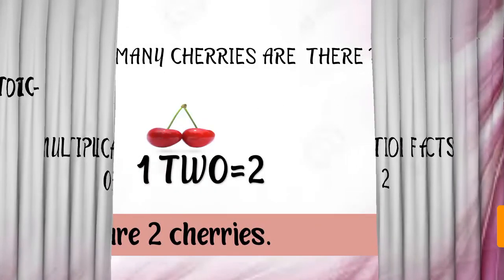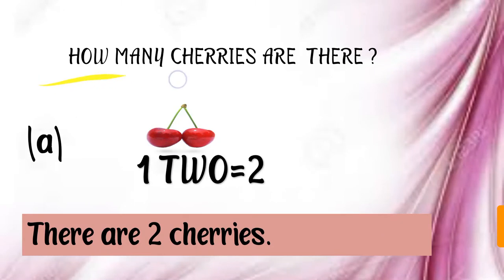So look everyone, how many cherries are there? Are you able to see the cherries? 2 cherries are here. Okay, so 1, 2 equals to 2. We have to say it like this: 1 2 equals to 2. So there are 2 cherries. Okay everyone.